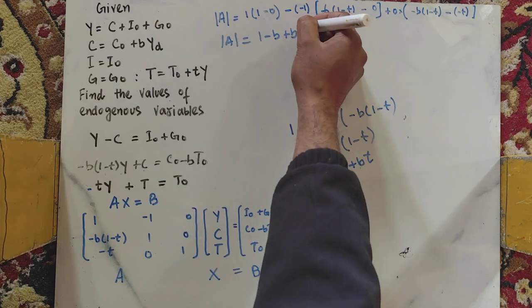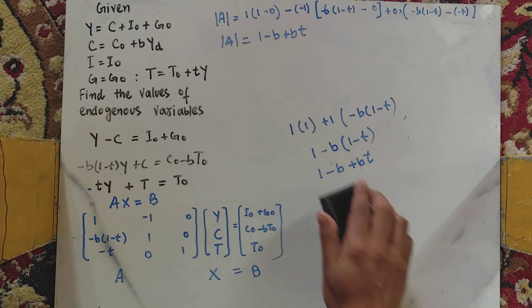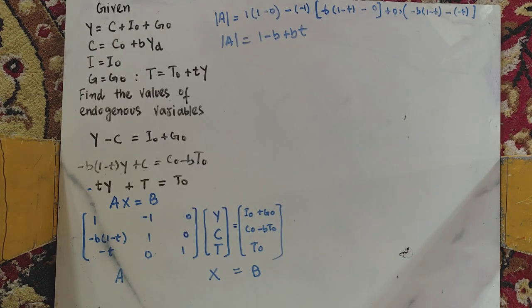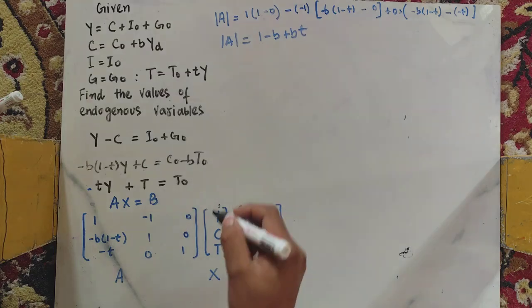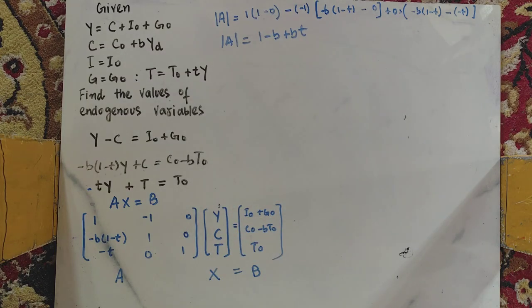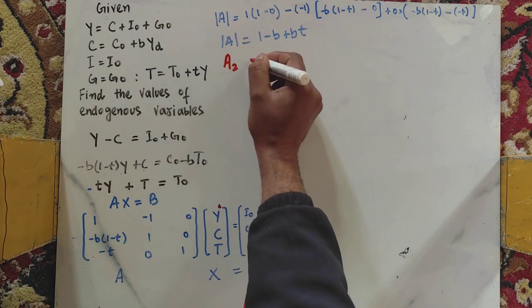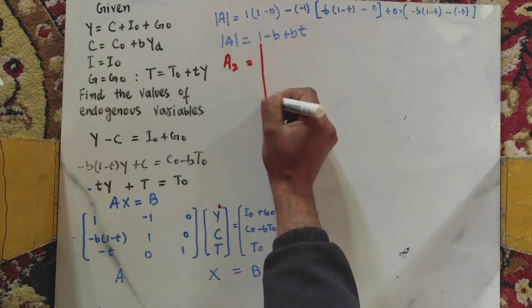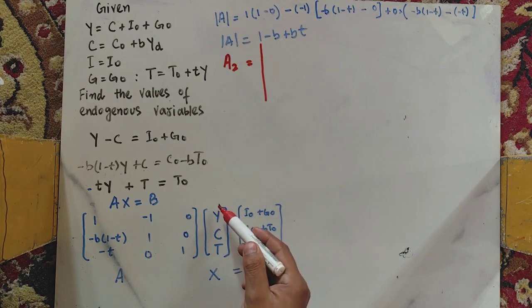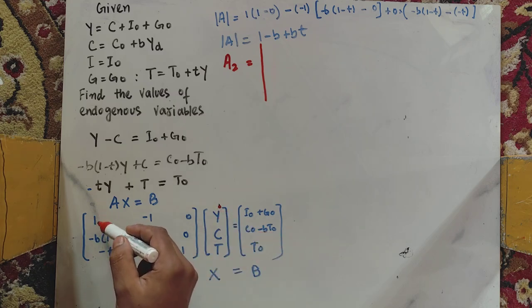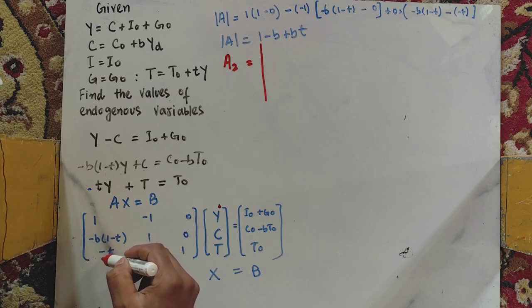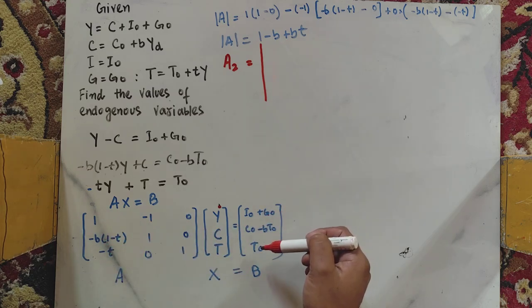To solve using Cramer's rule, the first thing is to take the determinant of the coefficient matrix. Now the second step is to find the value of y. Remember this: to find the value of y, we form a new matrix A2 such that we replace the first column of the coefficient matrix with the vector of constant terms.